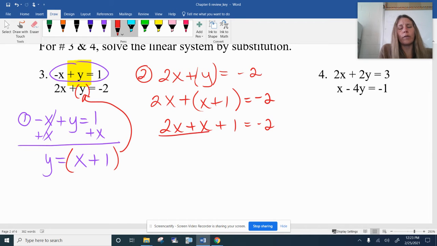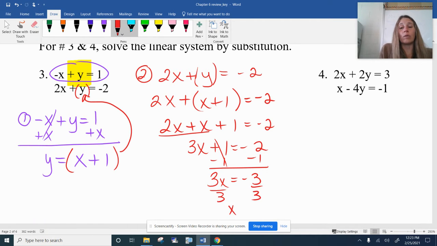And now I'm going to solve for the x by combining my like terms. So 2x plus 1x is 3x. And then I just finished solving for that variable, which happens to be an x here. And I'm going to get x equals -1.